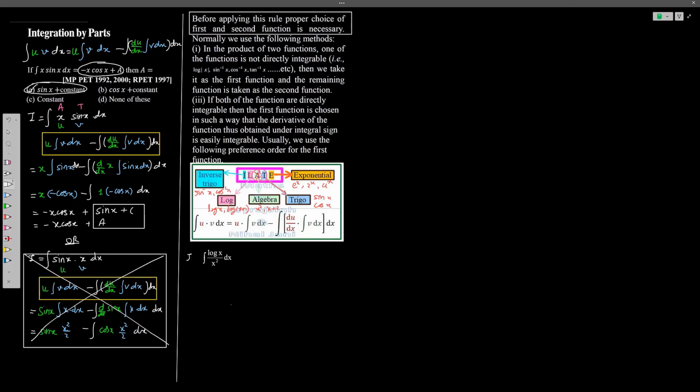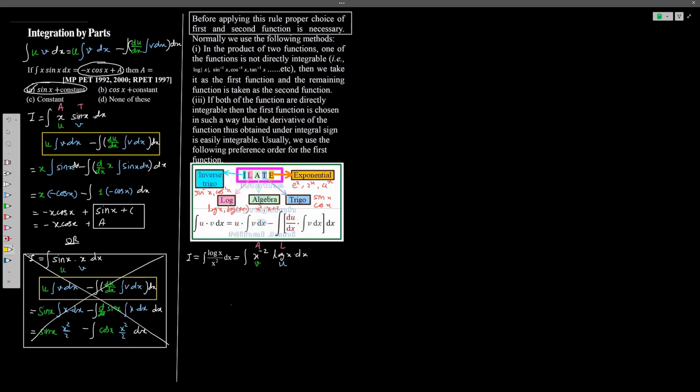See, this is your question. We have to integrate log x upon x square. Basically, it can be rewritten as integration of x raised to minus 2 into log x dx. Now, our first step, identify the type of function. Log x is a logarithmic function and x raised to minus 2 is an algebraic function. So, which function comes first? Log. So we will select log x as u and x raised to minus 2 will be v.